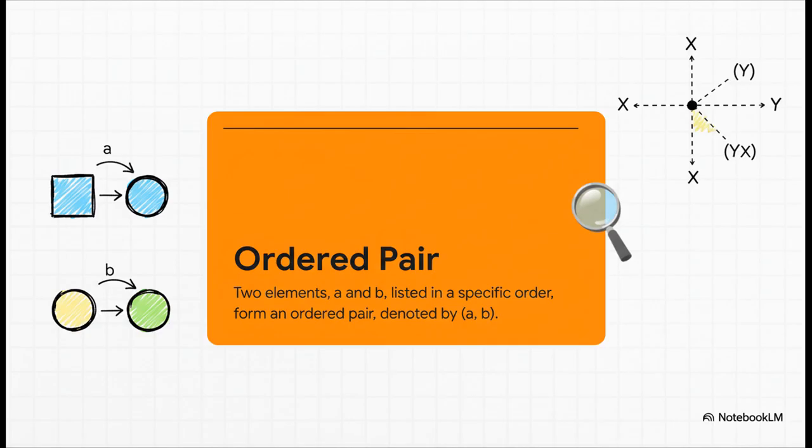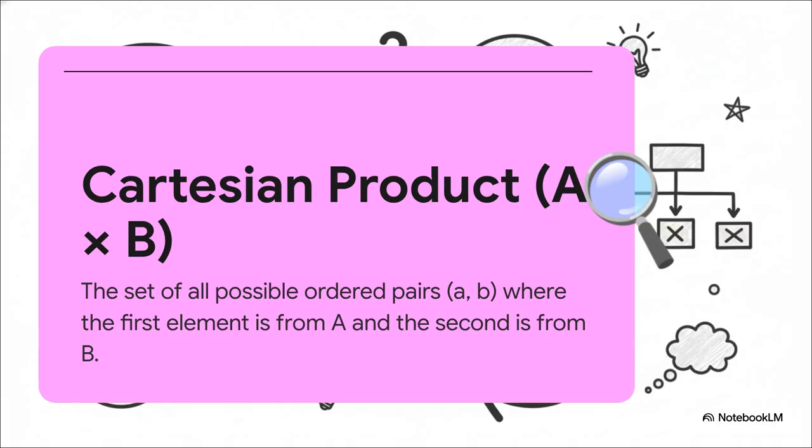It's just like coordinates on a map, right? The point XY is not the same as the point YX. So what if we wanted to map out every single possible connection between 2 sets? Well, that's what the Cartesian product is for.